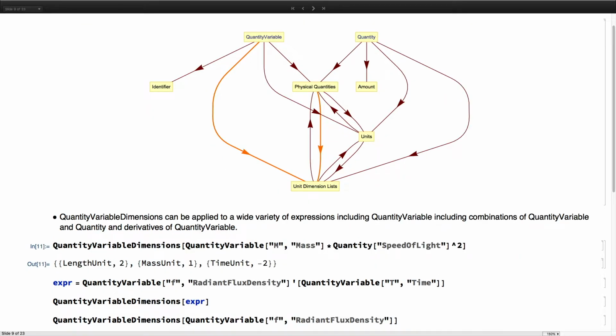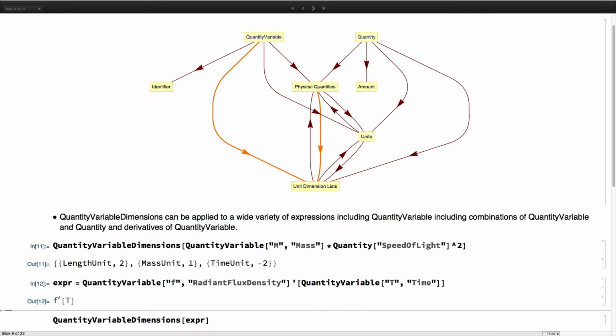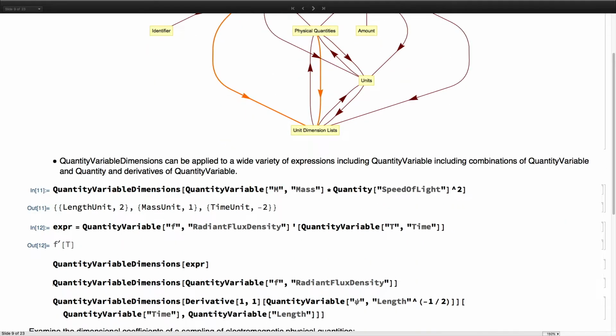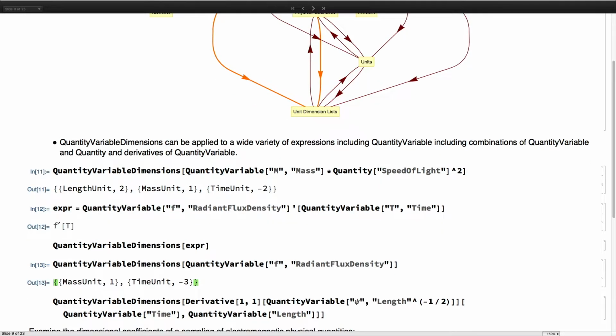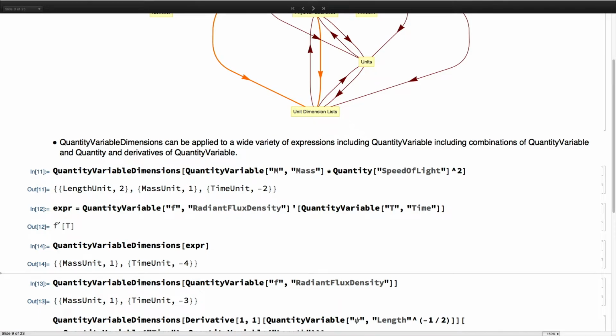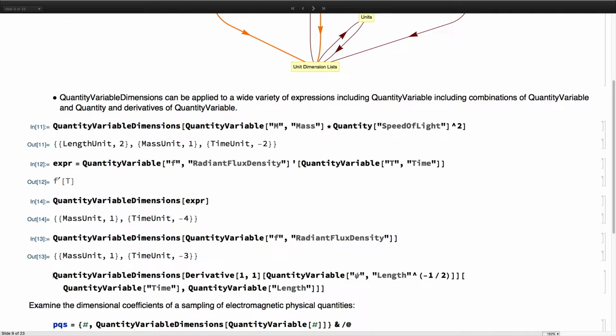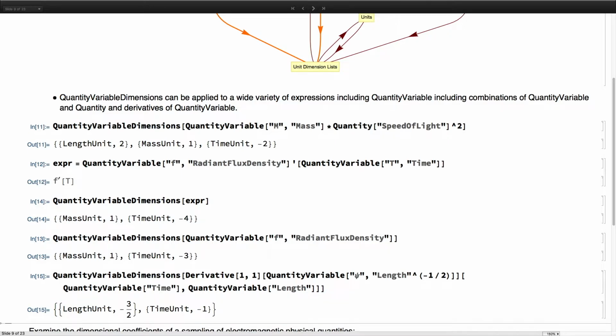And we can do things like a derivative. So here we have some function that has a physical quantity of radiant flux density, and it's a function of time. If we skip ahead here, we can see what those unit dimensions are. And we expect that if we take the quantity variable dimensions of the derivative expression, we should get the same thing but one lower in time, which is the case. And this will work on much more complex expressions too.